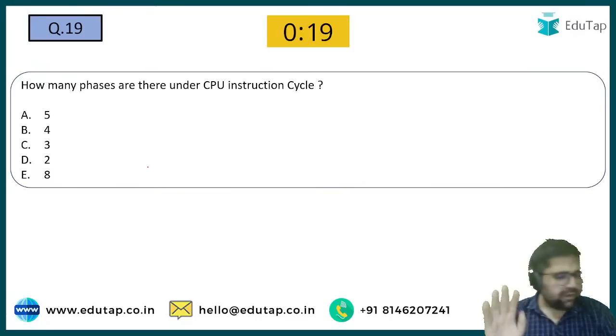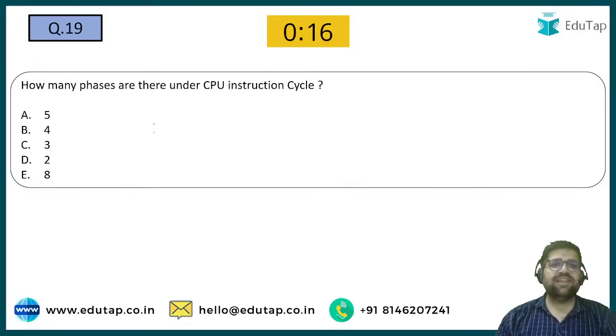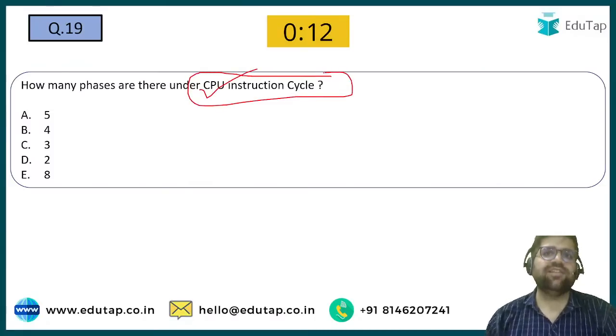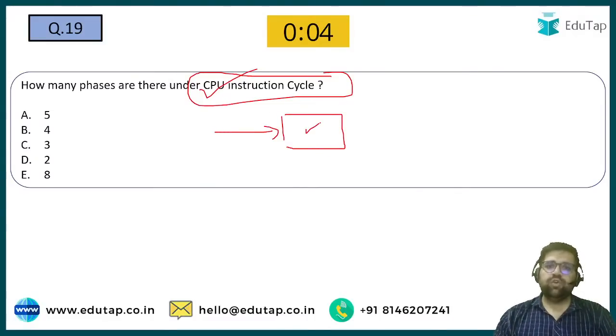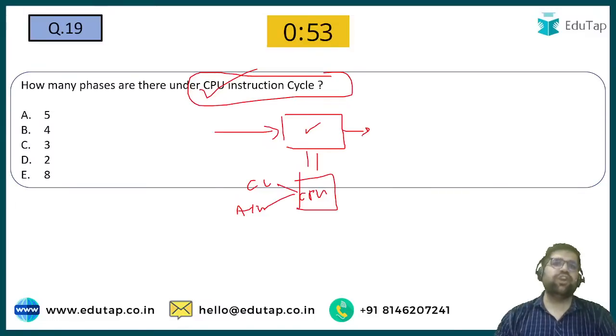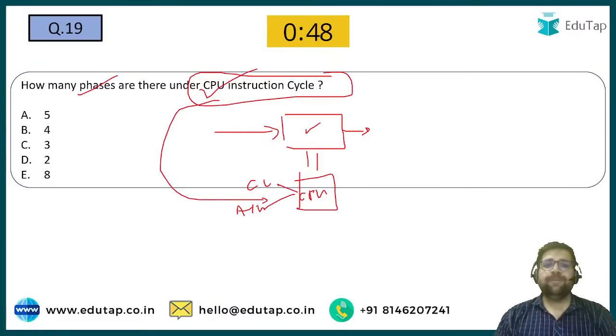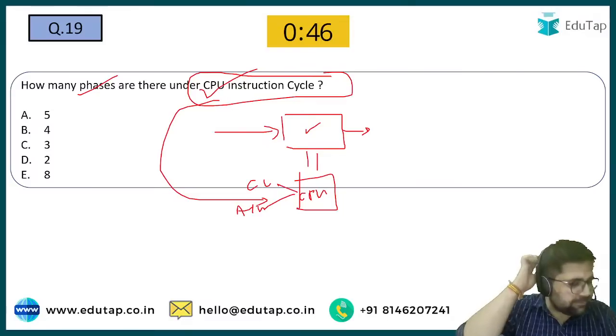Now, question number 19, how many phases are there under the CPU instruction cycle? Mind you, currently we are on chapter 2 only. We are understanding the organization of computer. What is the organization of computer? Input will come from a person. There will be storage, connected to the CPU, which has two parts, CU and ALU, as I have already told you. After processing, the computer will give information, which is your output. So the question is asking how the CPU will process the information.